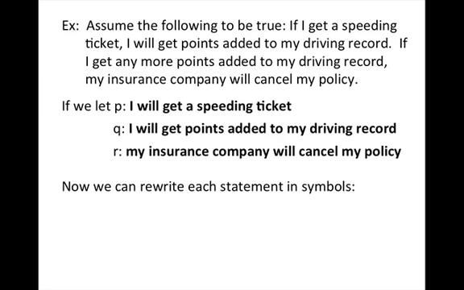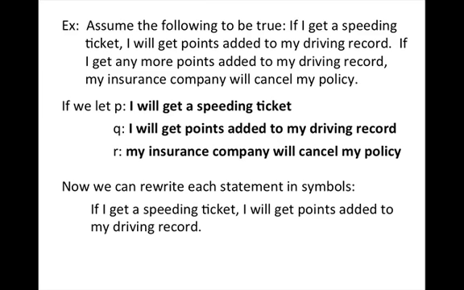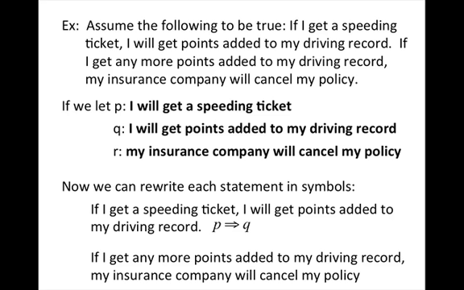Now we can rewrite each statement in symbols. So begin with the first sentence. If I get a speeding ticket, I will get points added to my driving record. Getting a speeding ticket was our P. Getting points added to our driving record was our Q. So this is P implies Q. Next, if I get any more points added to my driving record, my insurance company will cancel the policy. Getting the points added to the driving record was our Q. The insurance company canceling the policy was our R, so this is Q implies R.